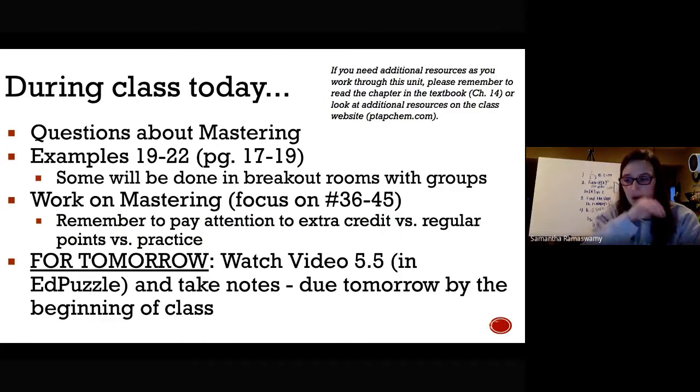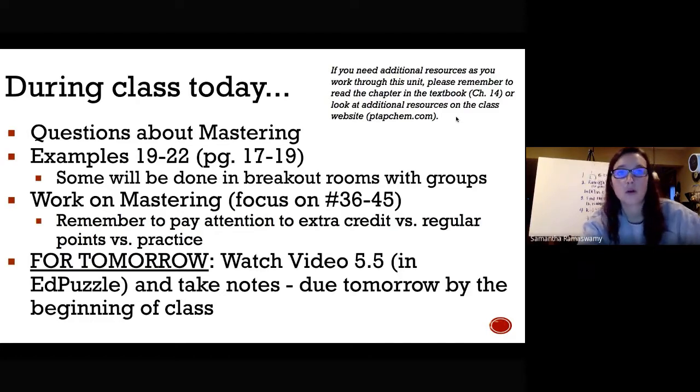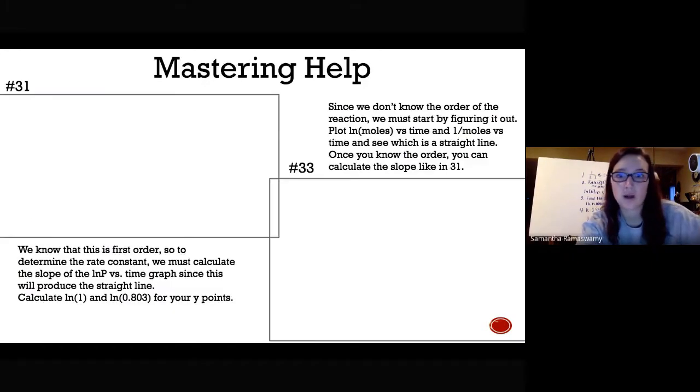As you are working on mastering or you're reviewing your notes, please keep in mind that the textbook is going to be a very good resource as we're getting into all the new material. Whether you have a hard copy or you use the e-text on mastering, or in Google Classroom, I also posted a PDF of the hard copy of the textbook. So use that, refer back, look at some examples, things like that. Or I have additional resources on the class website, ptapchem.com, that you can use as well.